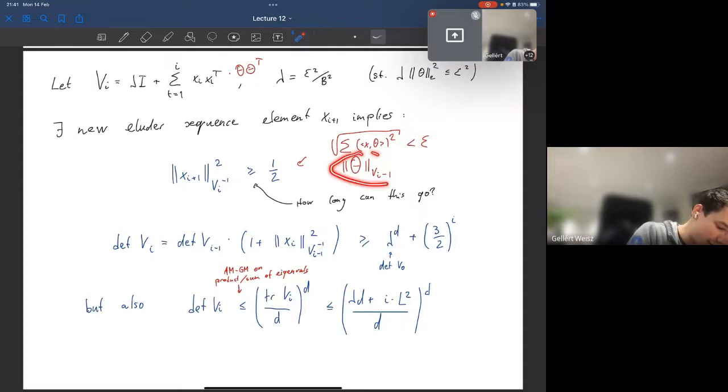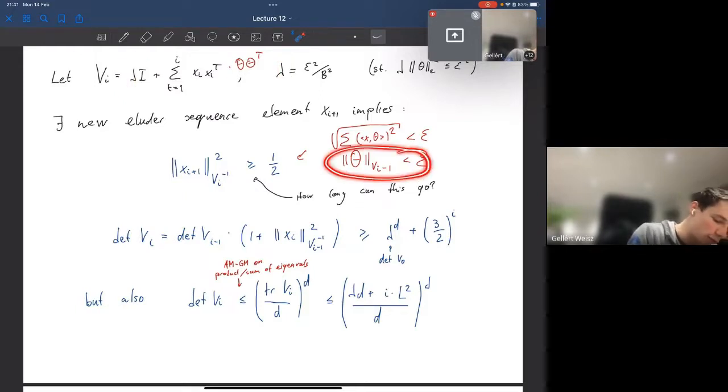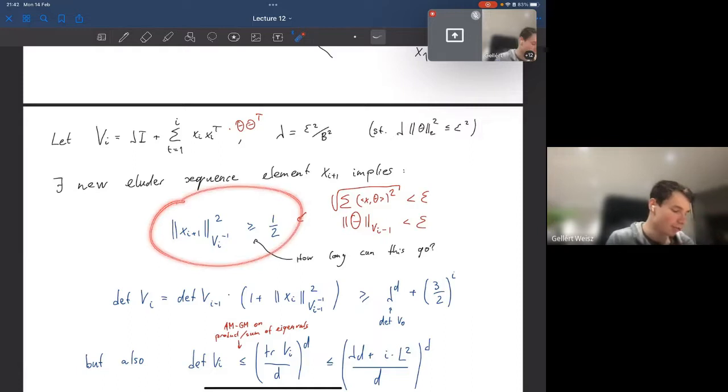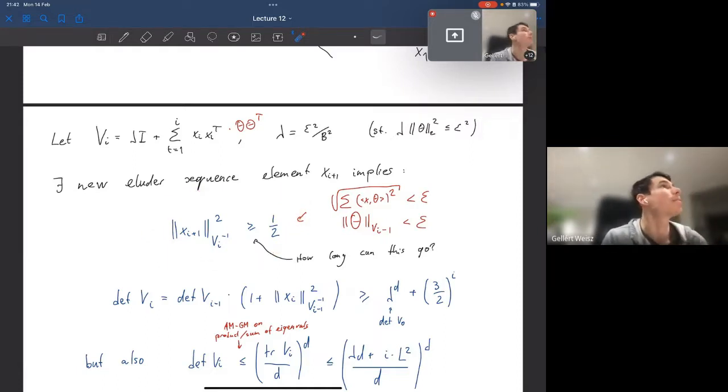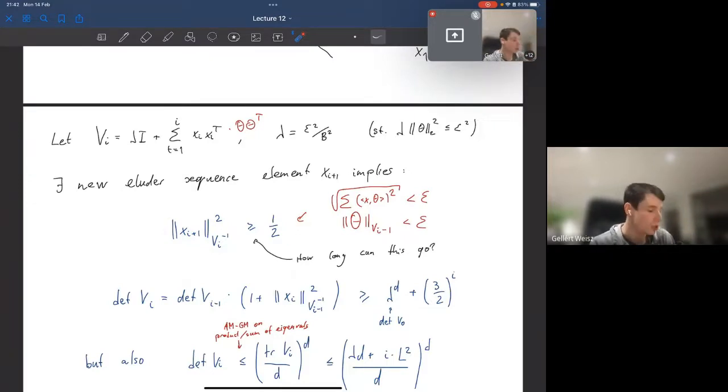Okay, so I have this condition that the theta's norm in V_{i-1} is less than epsilon, kind of. There is an effect from this, but that's small because we chose lambda to be small. Anyway, we have this requirement, and subject to this requirement we find a new element such that it has a large discrepancy with something, which is kind of like saying this. I don't want to go super deep into why, but you can massage the terms, and what you will find is that this is what has to be satisfied for a new Lüder element to exist.